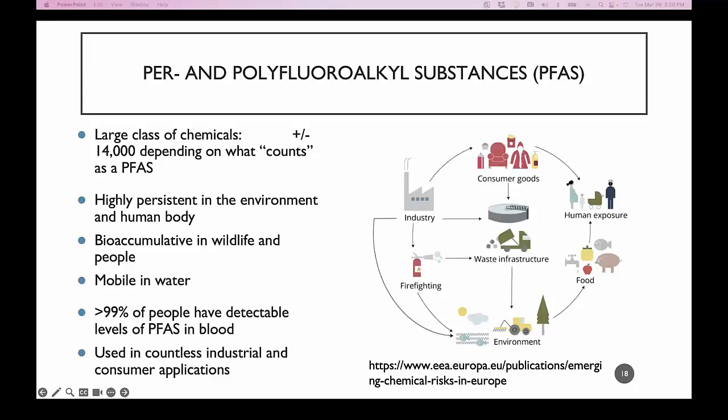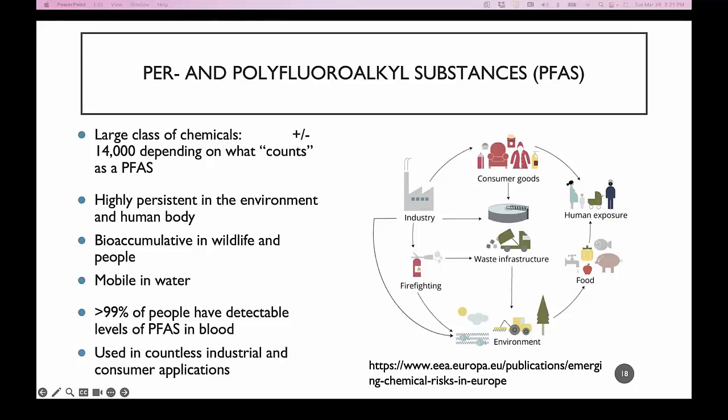PFAS are a very large class of chemicals, and there's no universally approved or recognized definition of what counts as a PFAS due to complexities in their chemical structures. But depending on how you define that chemical class, there could be over 14,000. This is from a definition used in one US EPA database. So we're talking not just about a handful of chemicals, but about many thousands of compounds.